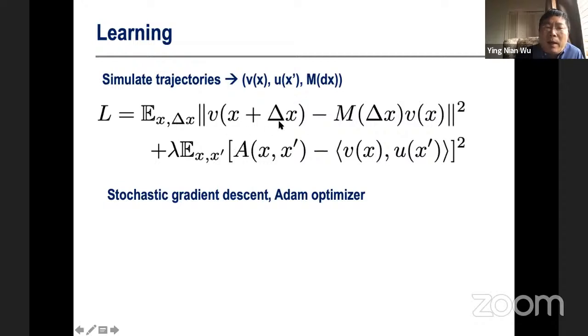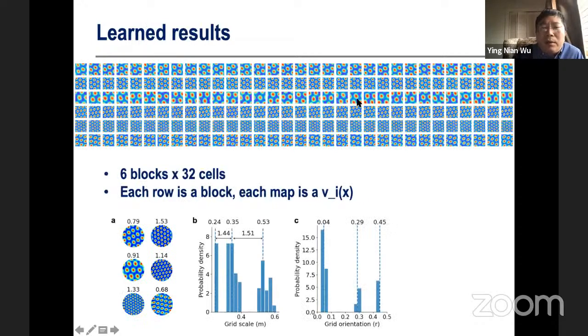And the other part is this vector-matrix type of representation of a path integral. And the lambda is chosen so that the magnitudes of the two losses are similar to each other. And then we can use gradient descent on these three sets of parameters to minimize this loss function. And we use the Adam optimizer. And later I will show you the parametrization of this matrix M. But here, let me show you the results.